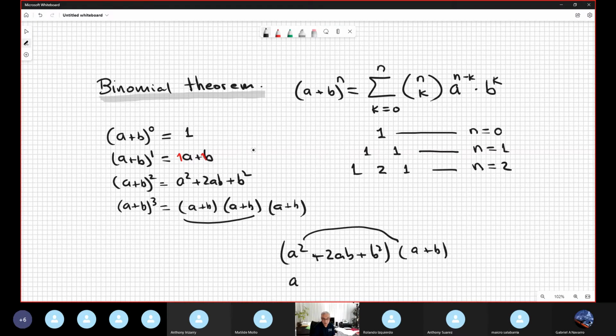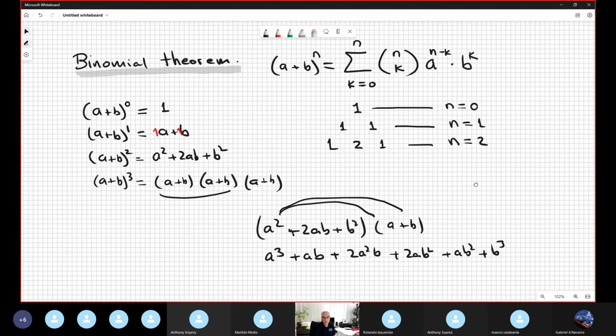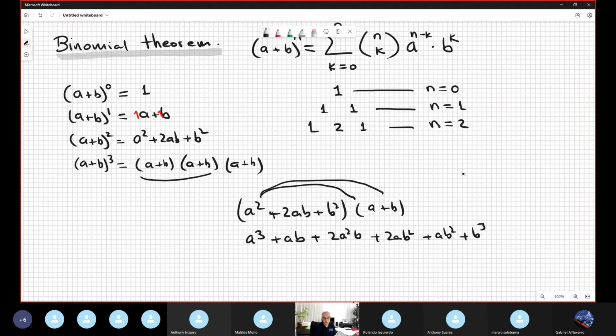It's a cubed plus a squared b, plus this, and this is 2a squared b, and this is 2ab squared, and this is ab squared plus b cubed. You see the multiplication? How many combinations? We have 3 here, a trinomial, and a binomial. 3 times 2 is 6. 1, 2, 3, 4, 5, and 6.